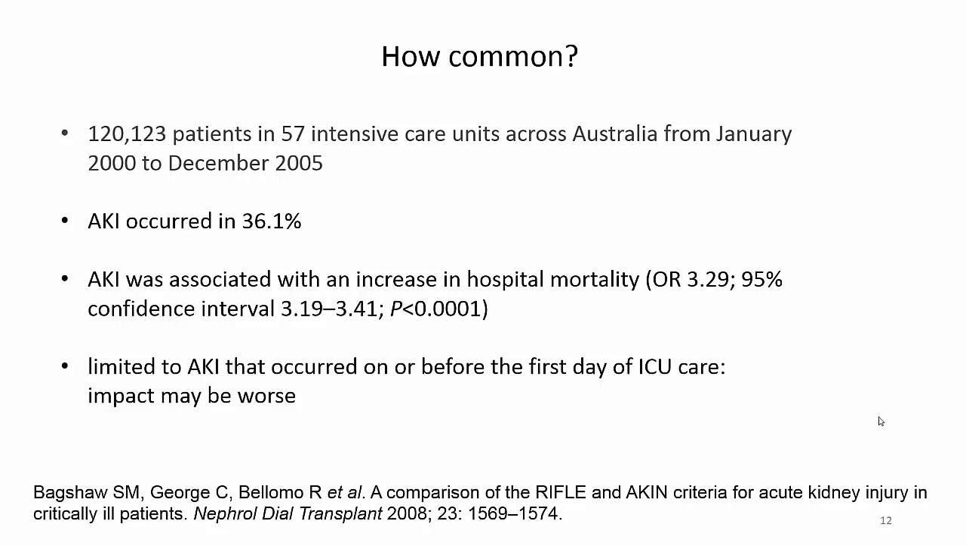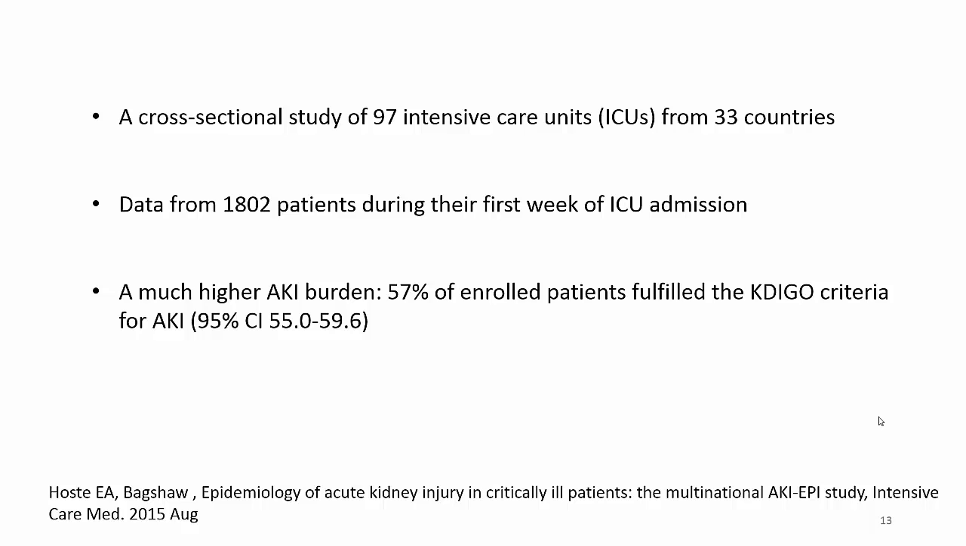And as we know, AKI is associated with an increase in hospital mortality. The odds ratio is impressive, 3.29, and the p-value is impressive as well. So it's pretty well established that acute kidney injury is bad, and we're going to talk about what we can do to help with that. Another ICU study looked at about 100 ICUs. The number of patients was much less, 1,800, because they looked at acute kidney injury in the first week of ICU admission, and the AKI burden was just shy of two-thirds of the patients, which makes sense if you think about our patient population.